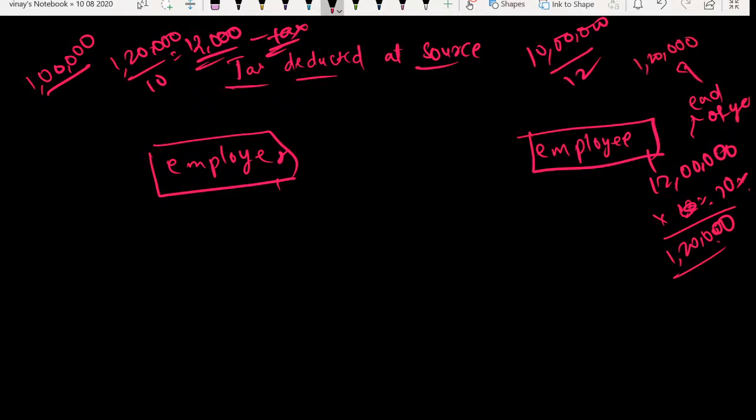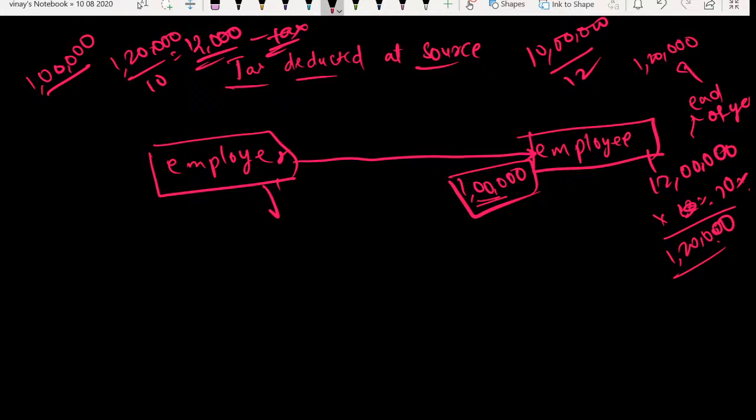So what the government of India did, because they wanted to get money in advance, they said to the employers, whenever you're making monthly payments, you'll pay a monthly salary of 1 lakh. Do one thing for us. While you're making this payment, just deduct whatever tax he has to pay. Calculate per annum divided by 12. Whatever tax he has to pay on this 1 lakh, you deduct right now.